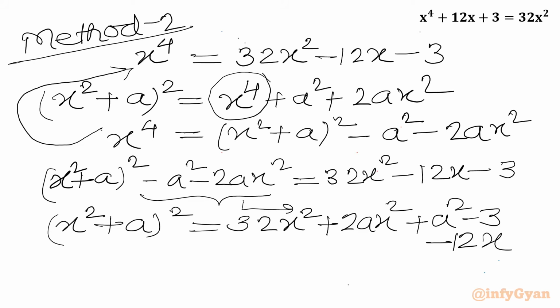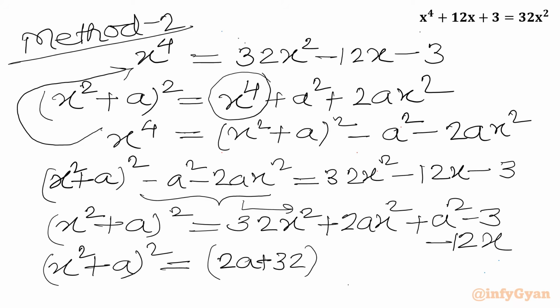Let us write in the appropriate order. x square plus a whole square will be equal to 2a plus 32 times x square minus 12x plus a square minus 3.